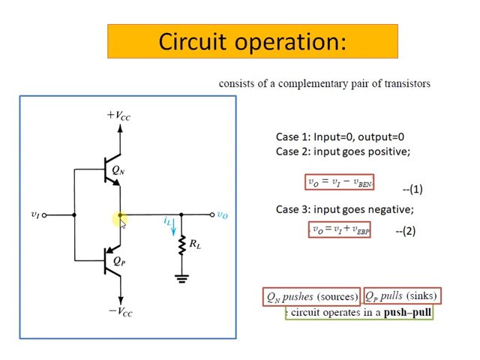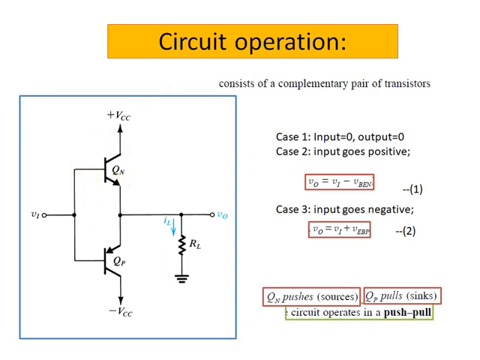Now let me consider the third case, when input goes negative. So again, when input goes negative by more than 0.5 volt, QP turns on and acts as an emitter follower. Again, the output voltage will follow the input, but in this case output voltage will be equal to Vi plus VBEP, denoted as equation number 2. But in this case, the transistor QP supplies the load current and QN will be in cutoff.